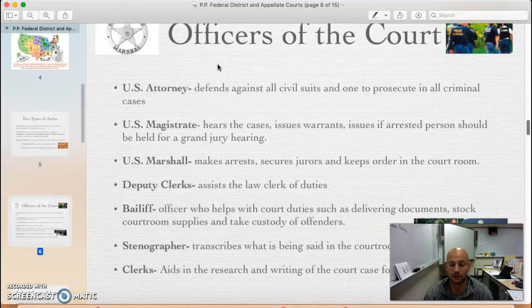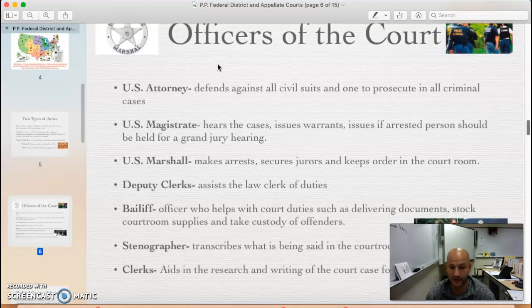These assist the law clerk with their duties when it comes to things like scripting the trial and different things along those lines. We have bailiffs, an officer who handles court duties such as delivering documents. You've been served, okay? You've been called to court. The bailiff will give you your document. Stock courtroom supplies and take custody of offenders. And we see some bailiff officers working on TV shows as well, okay? We have stenographers, who transcribe what is being said in the courtroom.